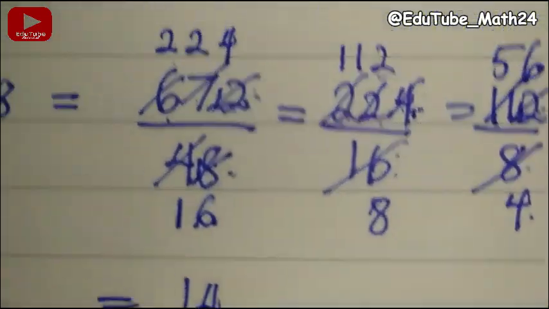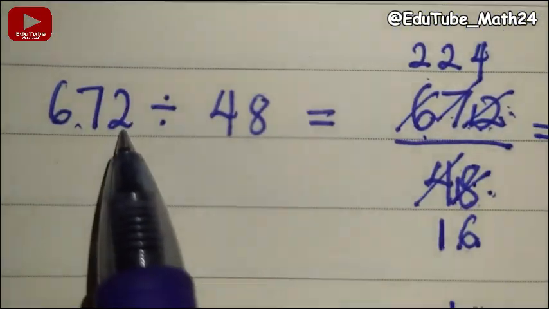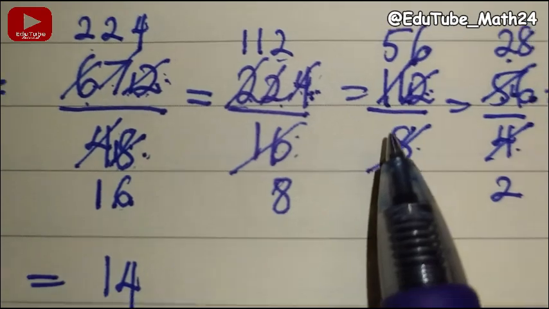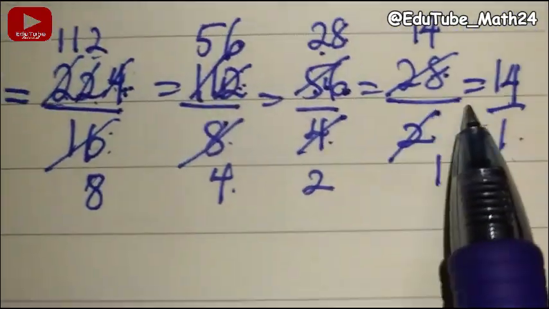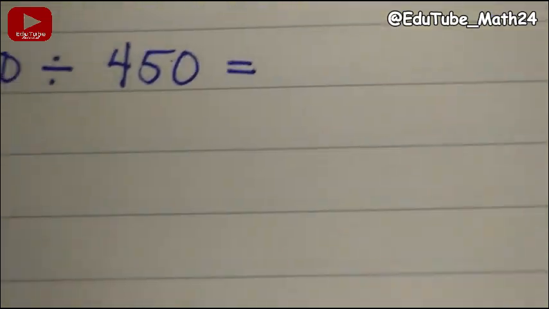14. So successfully I have divided 672 by 48 using what? Reduction method. Look at the levels of the reduction from here to here. So now, example number 3.